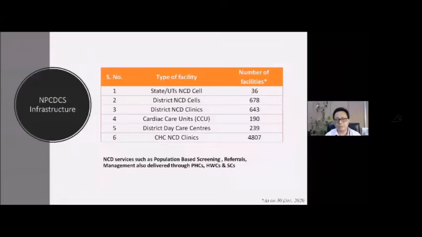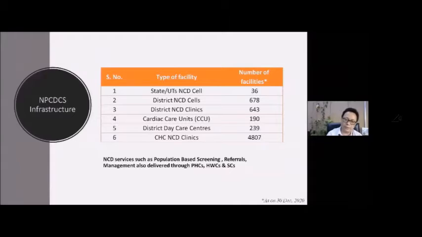So to do this, we have got the NPCDCS infrastructure across the country in the form of the state or the UT NCD cell. This is the administrative cell, housed at the headquarters of the state. And similar structures are also there in about 678 districts. But the primary area of care comes in the district NCD clinics, which we have in about 643 districts, and we are still counting.